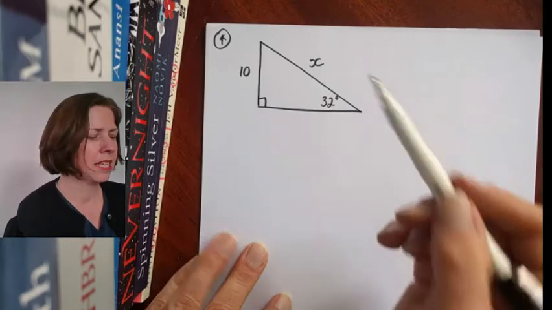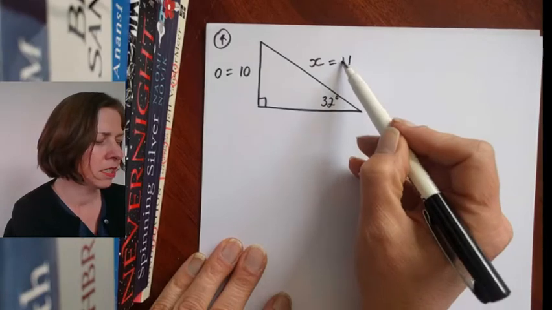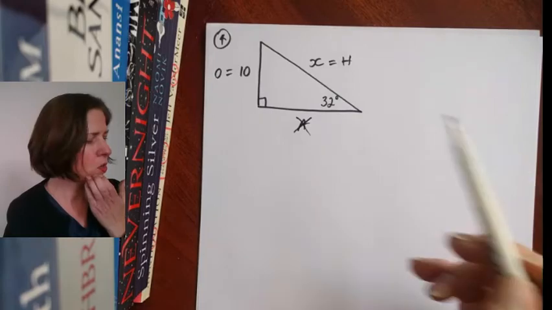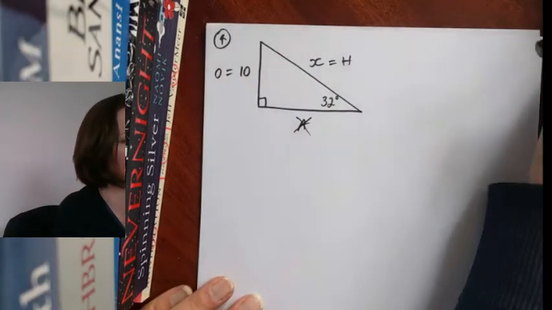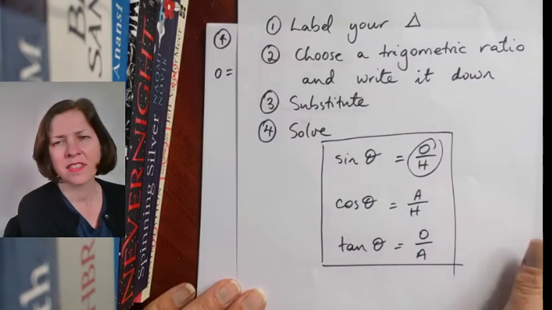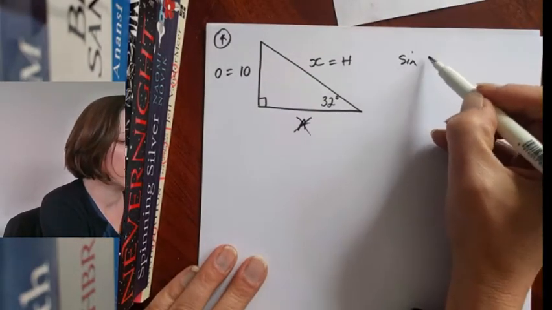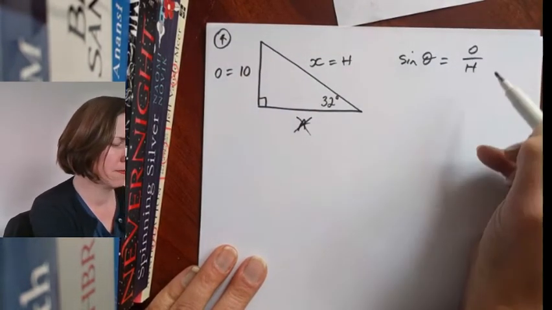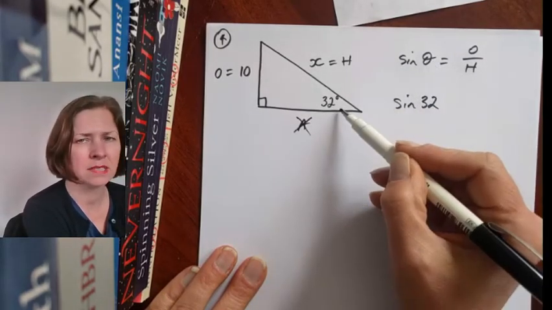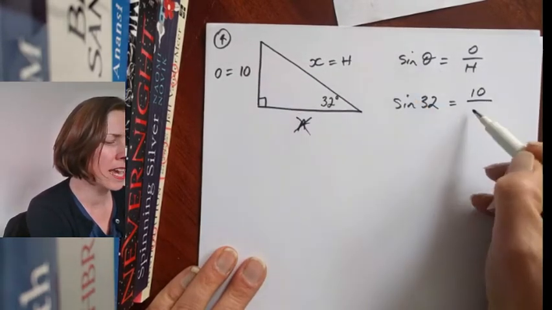Same steps. There's my angle. Label the opposite, label the hypotenuse, label the adjacent. The only one I'm not using here is the adjacent. So I'm using opposite and hypotenuse. So I go to my list. Opposite and hypotenuse are together here. Sine theta equals O over H. So I write down the equation. Sine theta equals O over H. Substitute sine 32, theta becomes 32 because that's my angle, equals O is 10 over H is X.